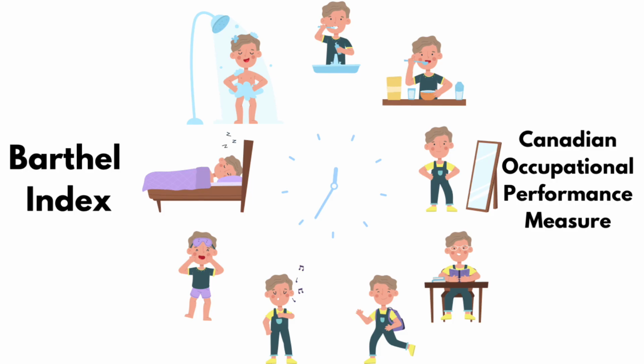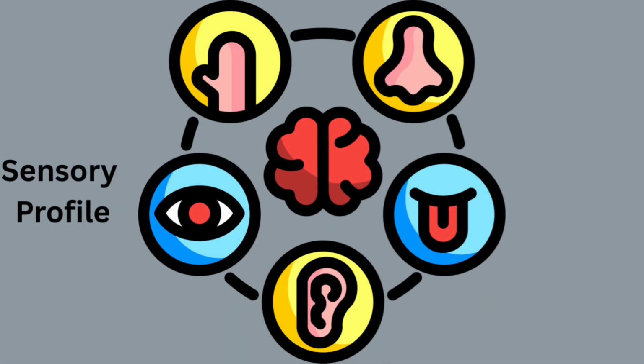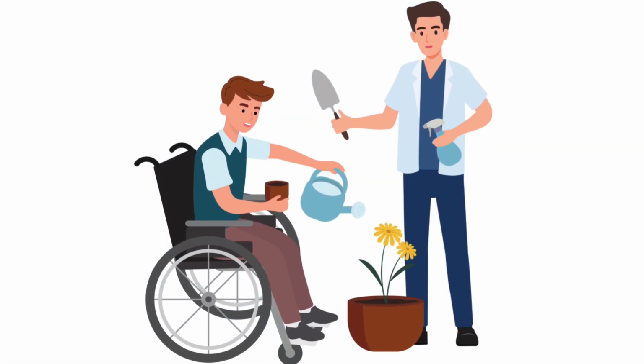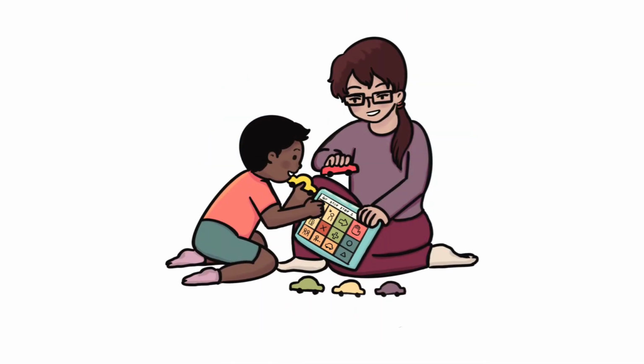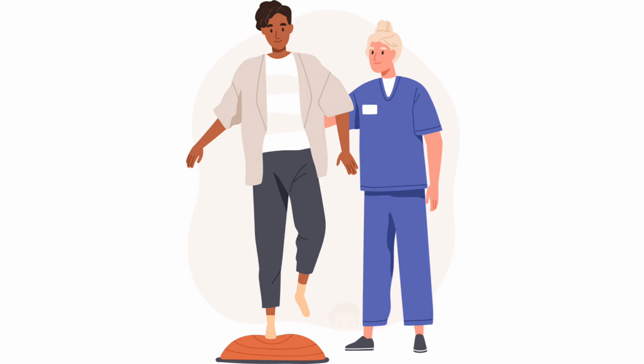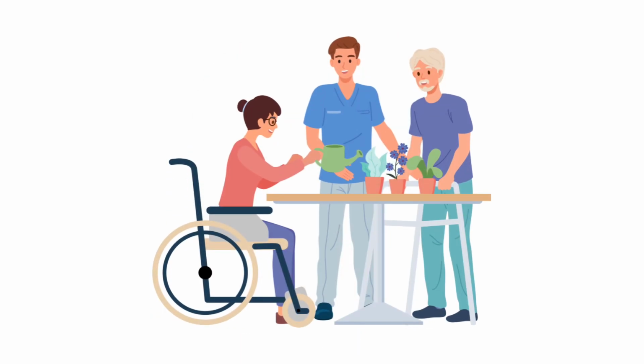We also assess how someone performs activities of daily living, like dressing, bathing, and cooking, using tools like the Barthel Index or the Canadian Occupational Performance Measure, which helps us understand what's meaningful to the client. Sensory and perceptual assessments, like the sensory profile, help us identify how the brain is processing information from the environment. These assessments aren't just about scoring. They're about building a holistic picture of the person's abilities, challenges, and goals. They guide our interventions and help us track progress over time.